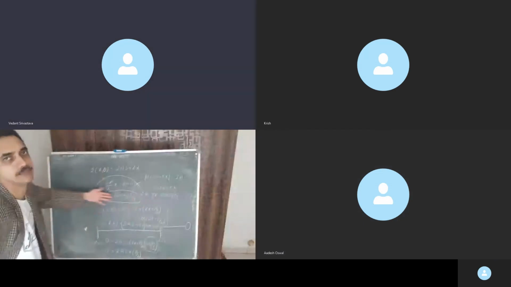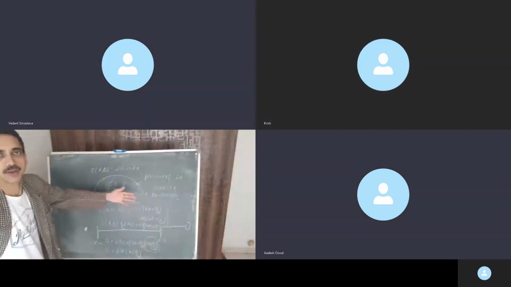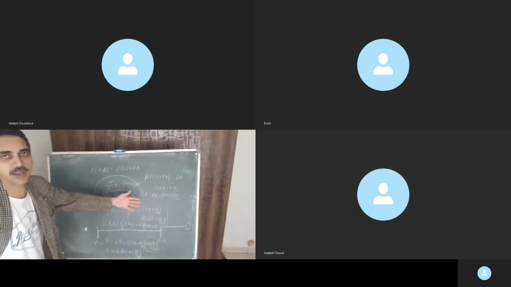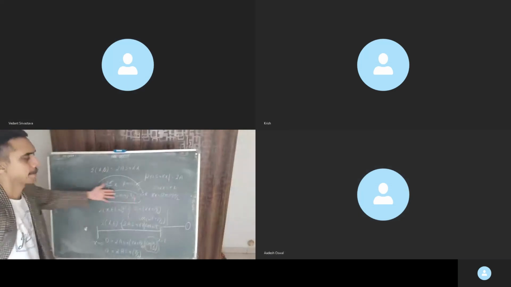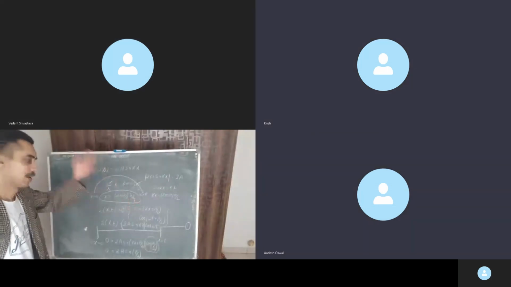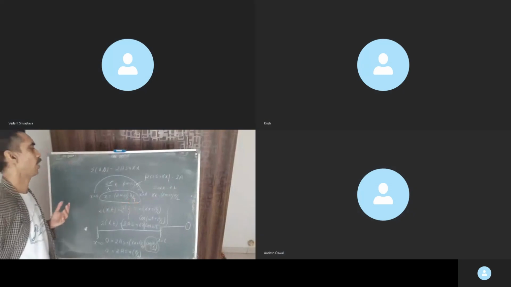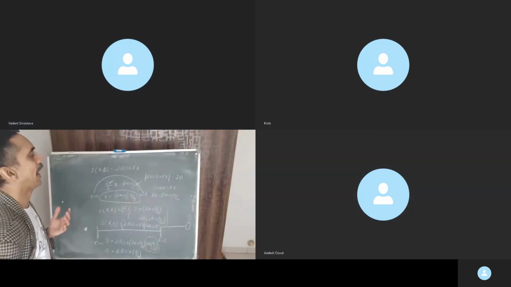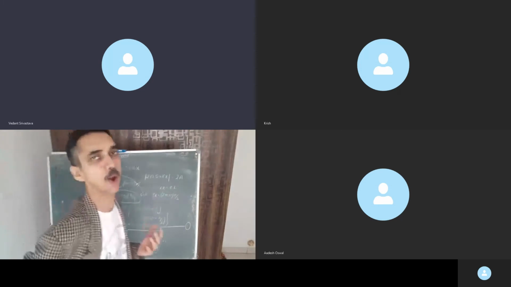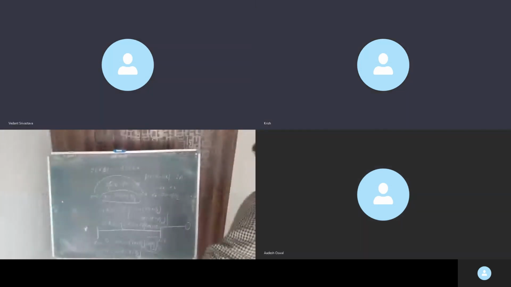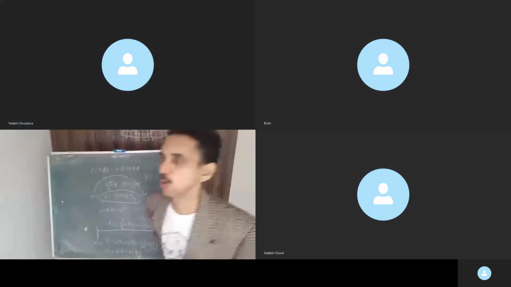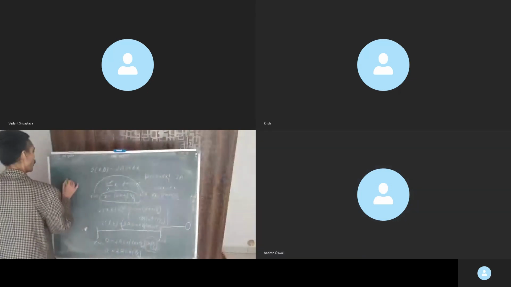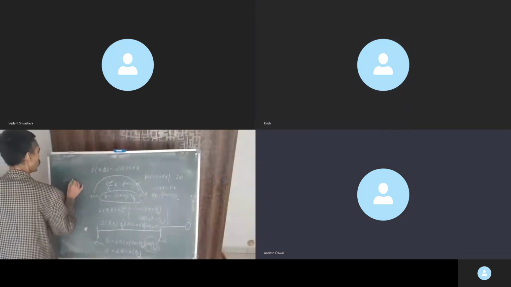Am I clear with this one? Is it fine? Okay. So x is equal to (2m plus minus 1) lambda by 4. Tell me where will we get displacement node? Any one of you? What will I equate a sine kx to?